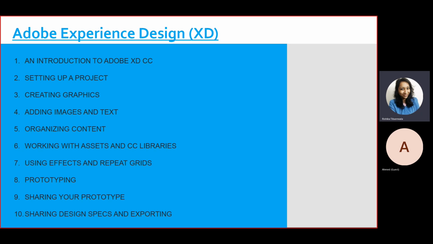So you will be getting time to create your own design first and work on it. You will be creating a project throughout this training: adding images and text to it, organizing your content for a more aesthetic feel, and working with the assets and CC libraries, which is quite interesting. And then we will be using effects and repeat grids to make our work easier and faster. After that, how to prototype in Adobe XD, share your prototype with others, and share the design specs and export the design. All of that will be covered during this course.